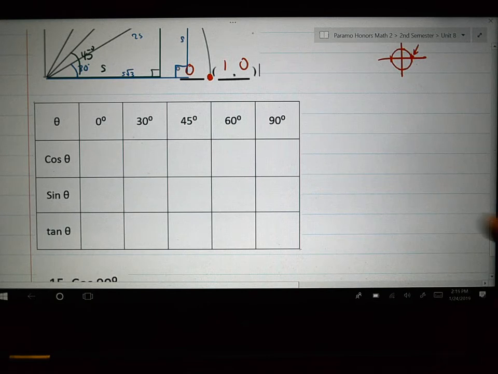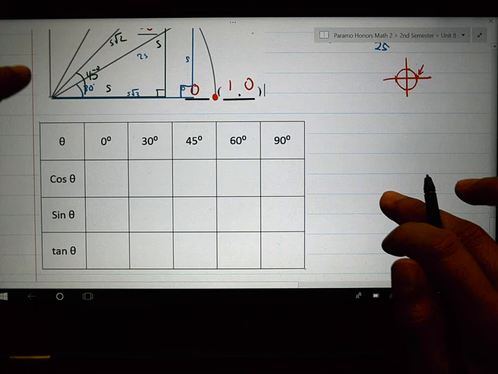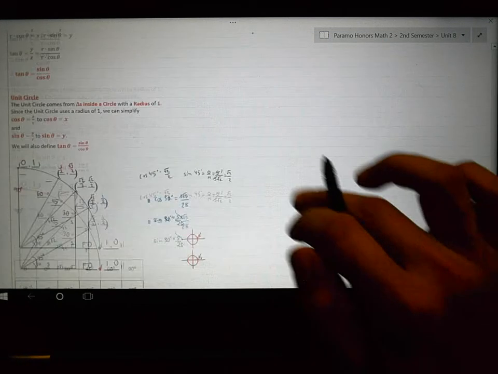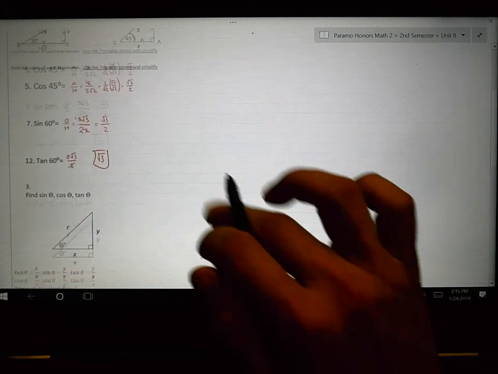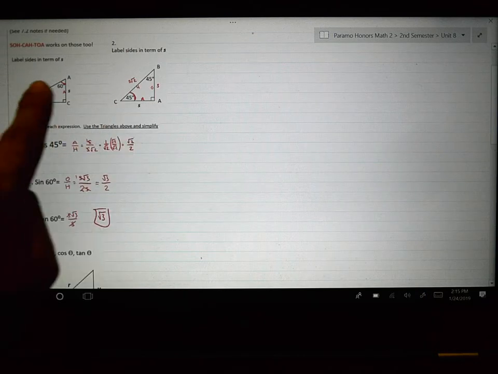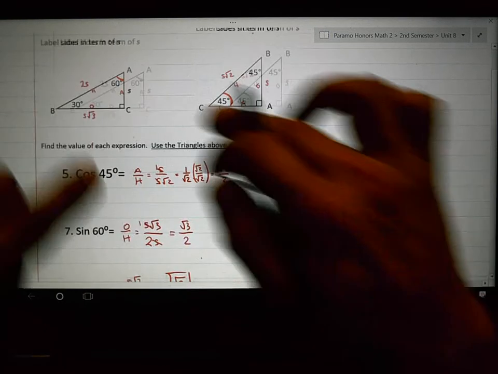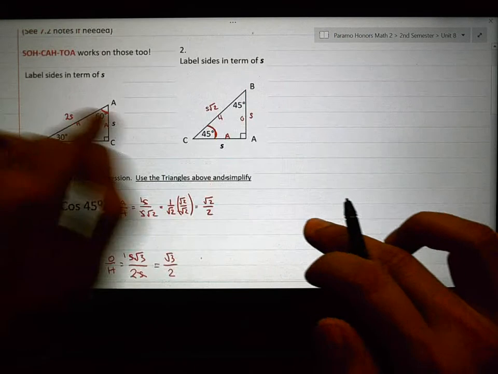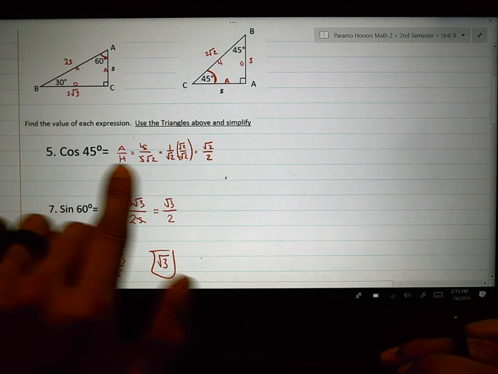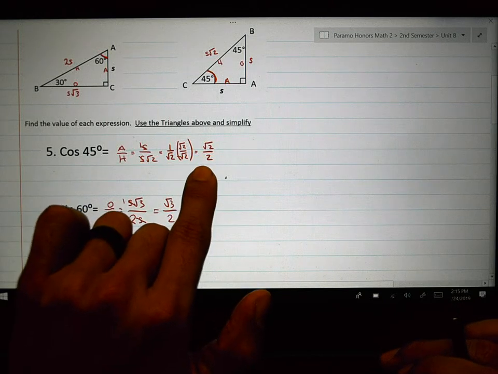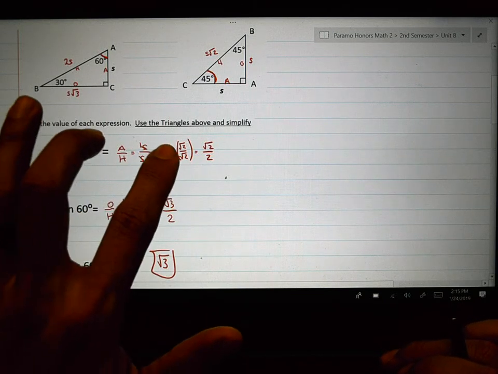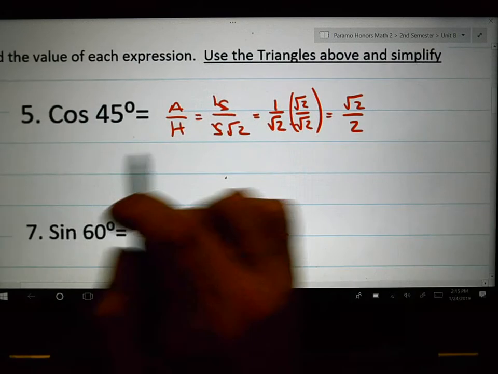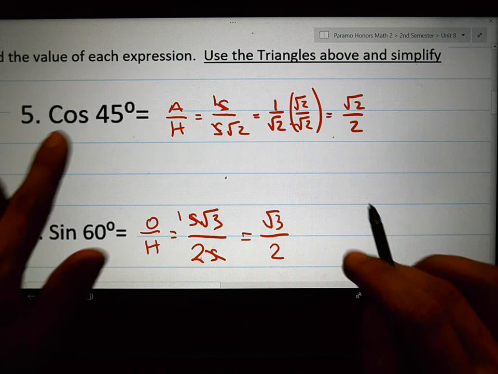You have 2 choices on the chart. You can either use the triangles like you did on number 1 and 2. Remember how we had those triangles and we answered these questions based off of the triangles. Cosine of 45 was root 2 over 2. That's the same thing for the chart. I just want to show you a different way. If this says the cosine of 45 is root 2 over 2, let me show you how to use the unit circle.